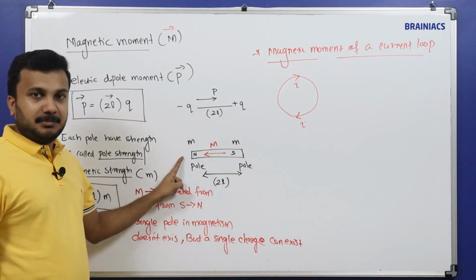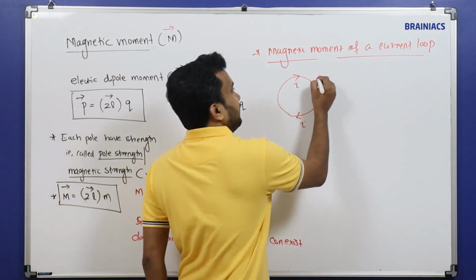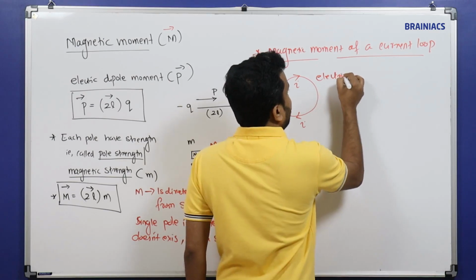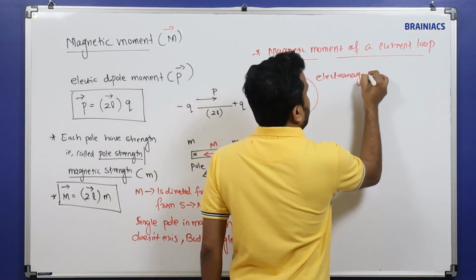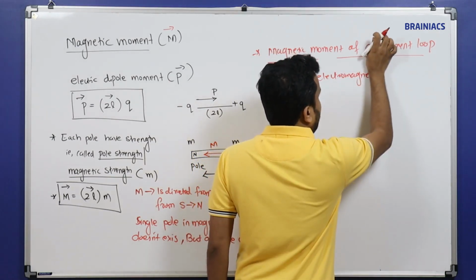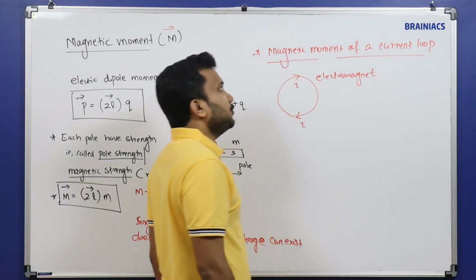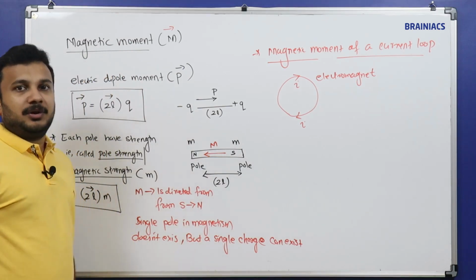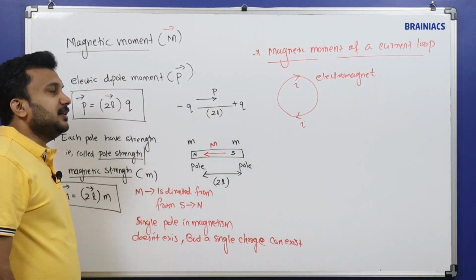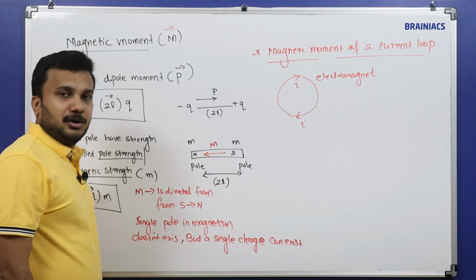So this is a permanent magnet, and this is an electromagnet. How will an electromagnet be formed? When a current is passed through a coil, it is converted into a magnet. That is called an electromagnet. So, the magnetic moment of a current loop.